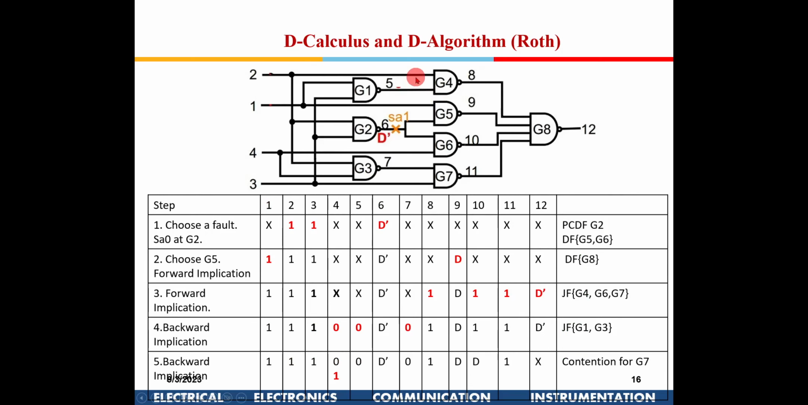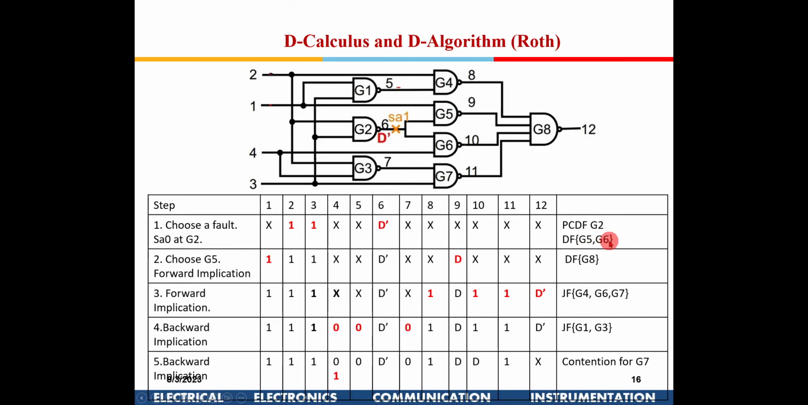Okay. Now let's take one more example. Initially I have to have a stuck-at-1 fault here. This is a NAND. So I need to put a 0 there. I have to put a 0 here, so I will put a 1 here, so that will bring a D bar at that particular state, and it will also put G5 and G6 in the D-frontier.